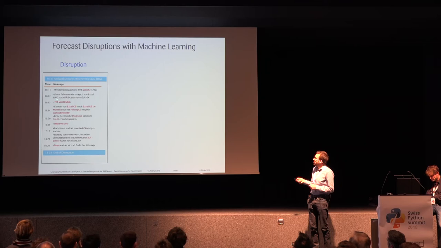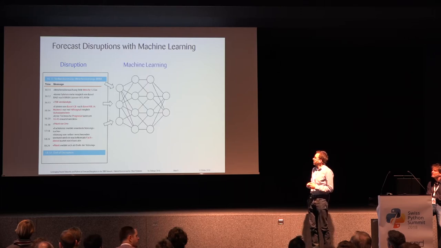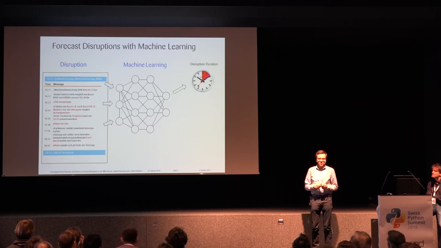So the goal is that after a certain amount of time, maybe 10 minutes, we can take these messages and where this is, and try to predict how long it's going to take to fix this, like when the end of the duration is. We're going to feed all of this into our amazing machine learning model, and then we can predict this disruption time.